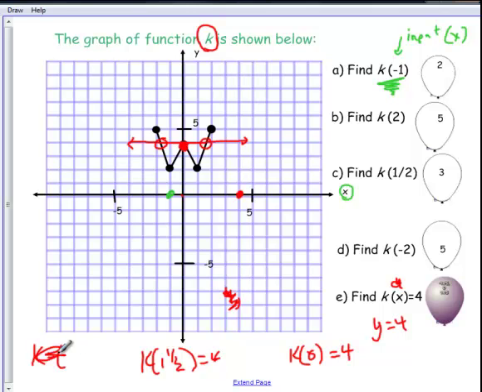So really, this problem wasn't too tedious. It wasn't too difficult. But you just have to understand the difference between output, input, and what the question is asking. We hope you enjoyed our lesson. Bye.